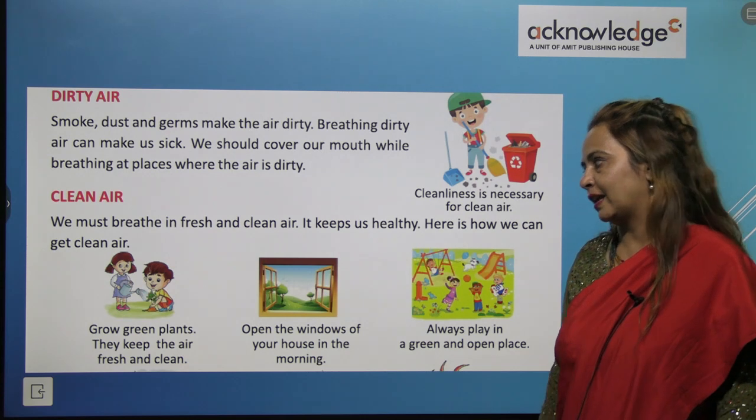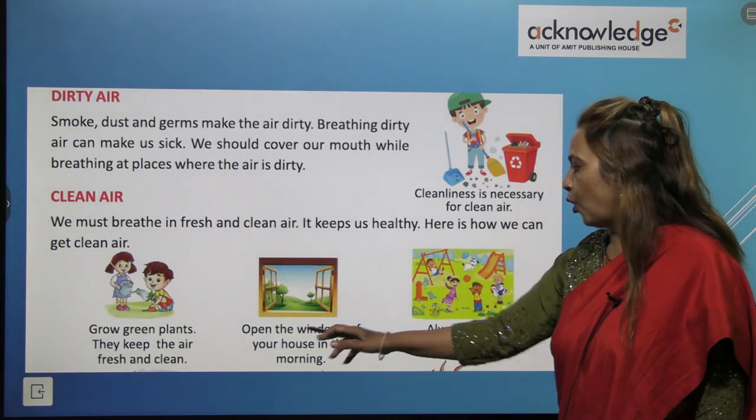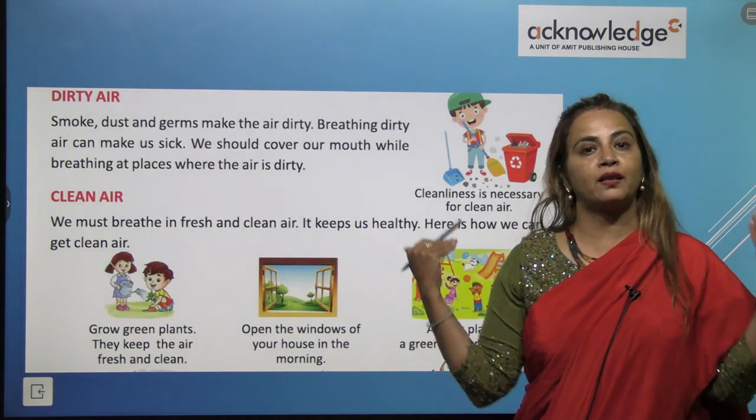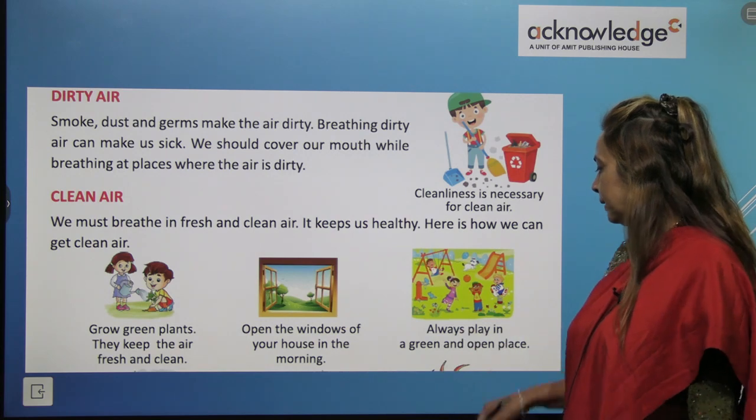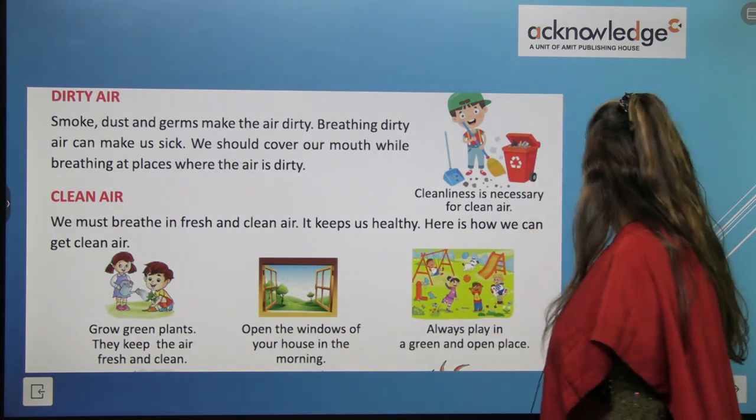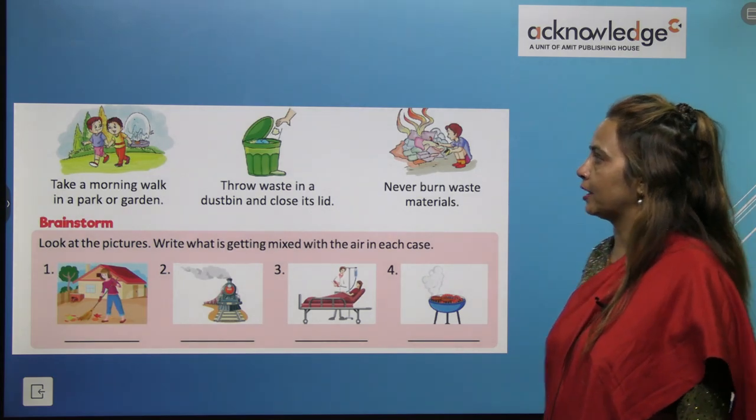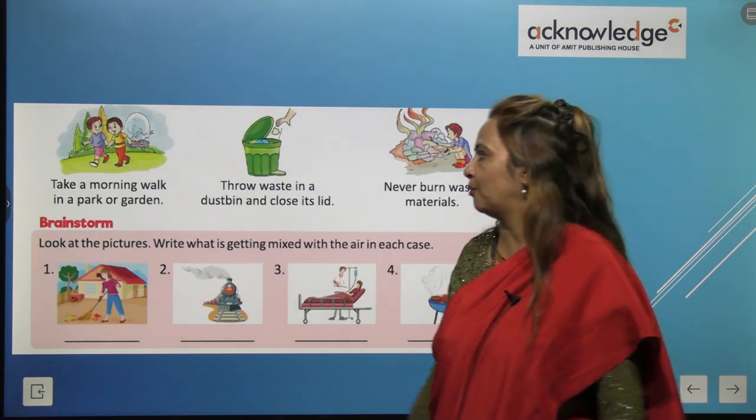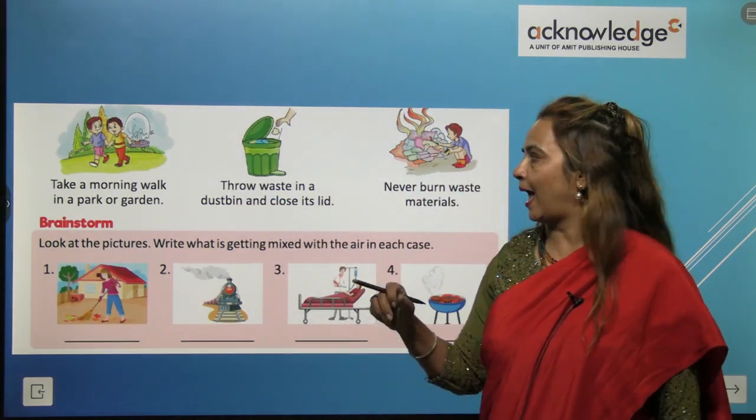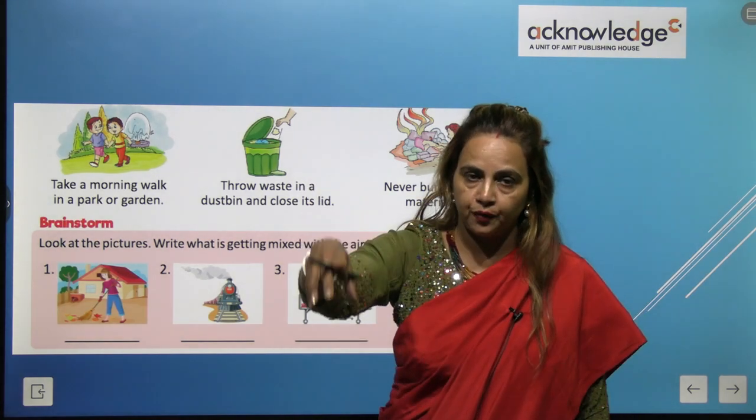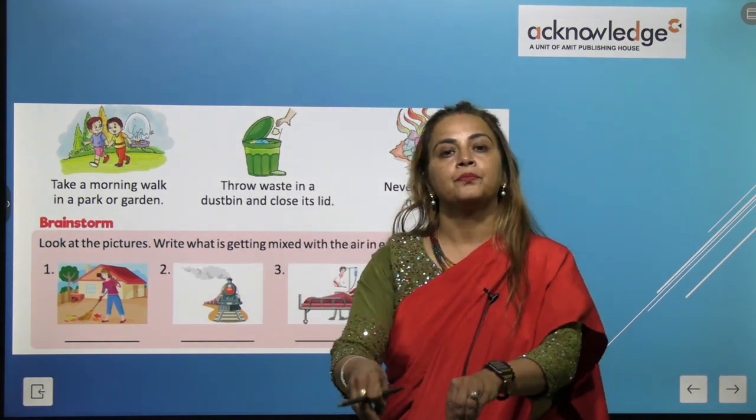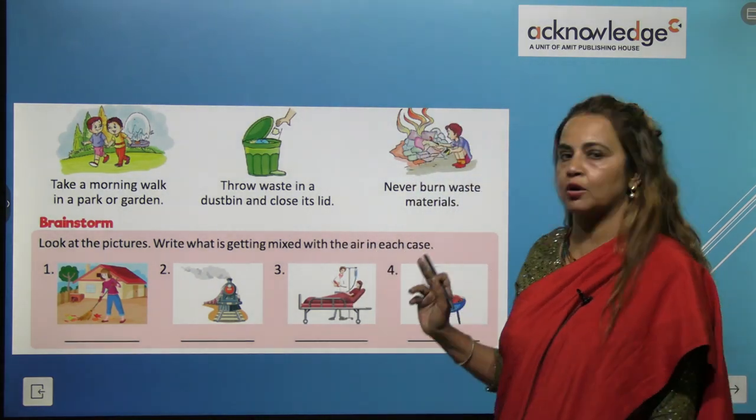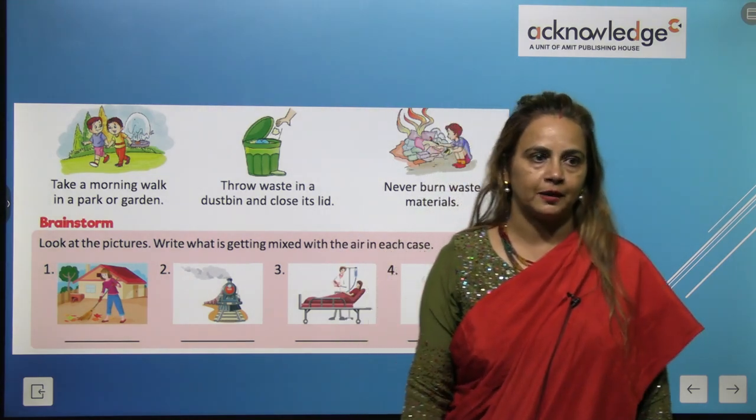Here is how we can get fresh air. Grow green plants. They keep the air fresh and clean. Always open the windows of your house in the morning. You get fresh air. Always play in a green and open place. Greenery में हमको खेलना चाहिए. Take a morning walk in a park or garden, because you get fresh air in the morning. Throw waste in a dustbin and close its lid. Always close the lid when you throw the garbage. Never burn waste material. कभी भी waste material को हमें burn नहीं करना चाहिए.